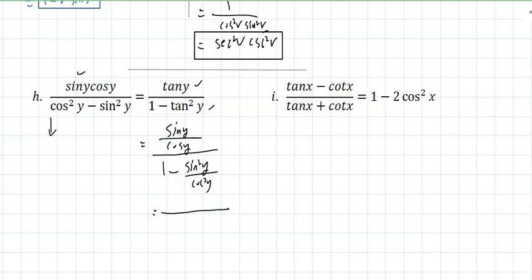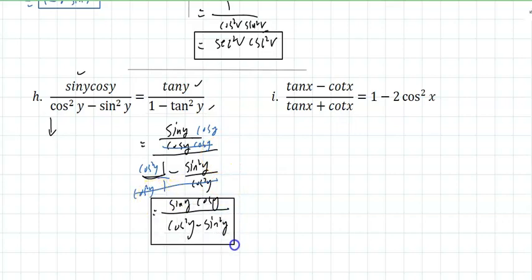All I need to do is make sure they all have the same denominator, which is cosine squared. This is missing a cosine squared, multiply top and bottom by that. This is missing just a cosine, multiply top and bottom by that. If they all have the same denominator, they cancel out because you multiply by the reciprocal. That's going to be sine of y, cosine of y, and the denominator will be cosine squared of y minus sine squared of y. And since this is what I have on the other side, there it is.